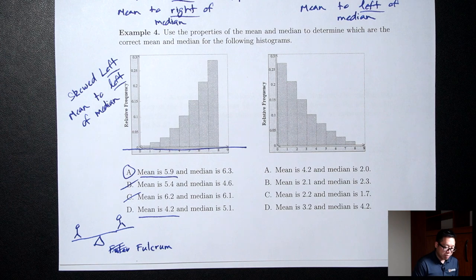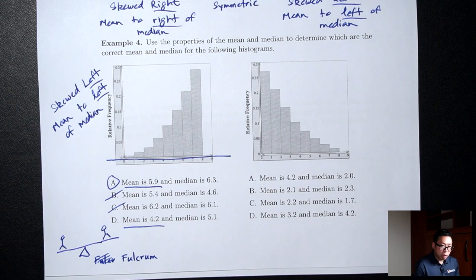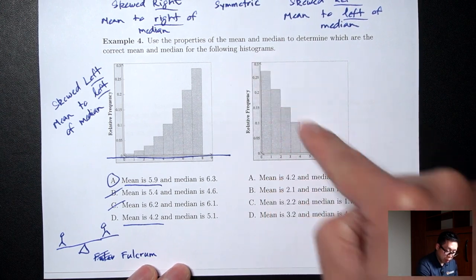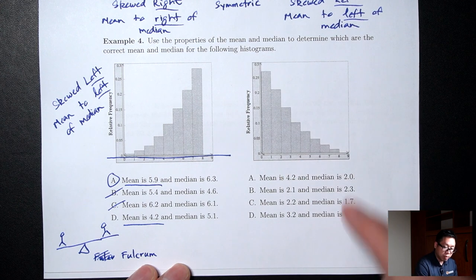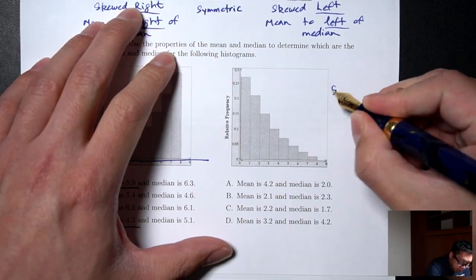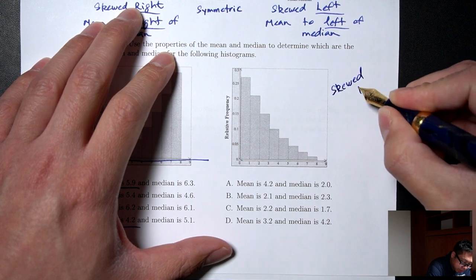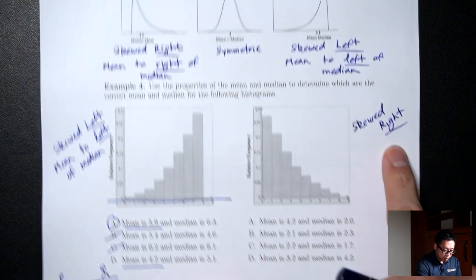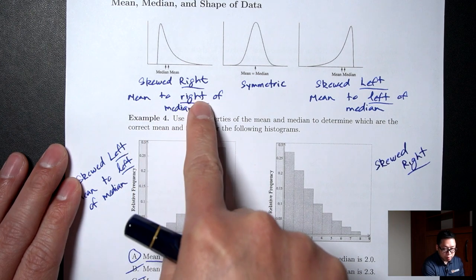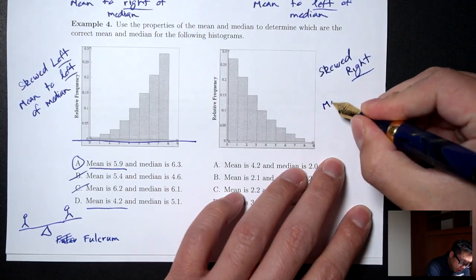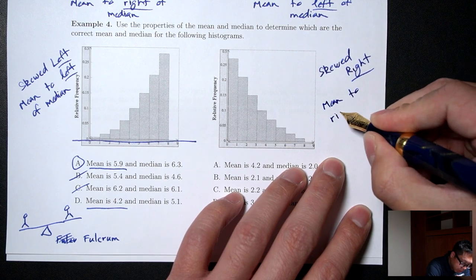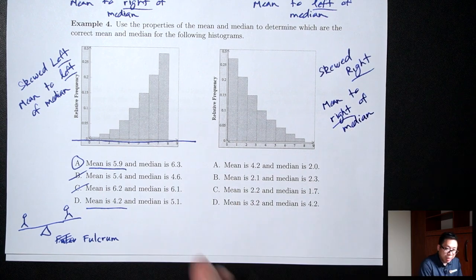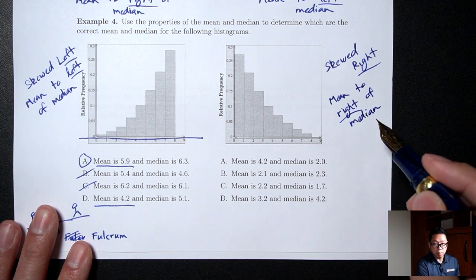All right, let's try the next one. First thing I wanna ask myself is this picture skewed left or skewed right? That's the tail, skewed right. It's on the right side, which means this is skewed right. And what do we know about skewed right? Skewed right, the mean should be to the right of the median. Being to the right means being bigger. So the mean should be bigger than the median.